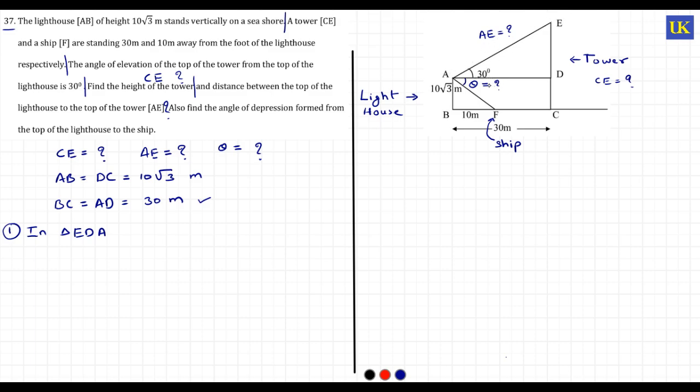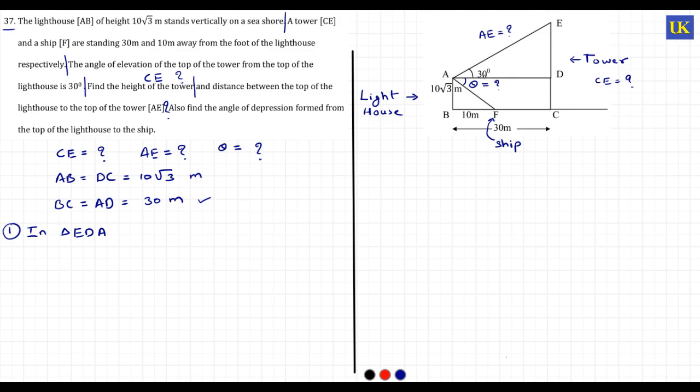Using this distance we can find AE, because in trigonometry we need to know one side, and the other two sides can be found using trigonometry. So we will be using the measurement of this side and this angle, and we will be finding AE now. That is what we will be doing in the first sub-question answer.